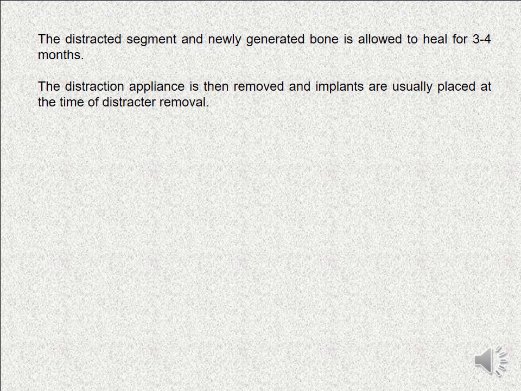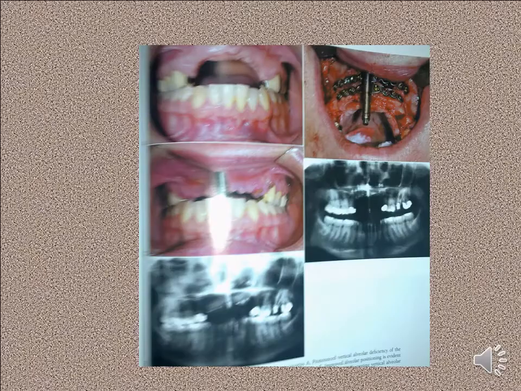The distracted segment and the newly generated bone are allowed to heal for 3 to 4 months. The distraction appliance is then removed, and implants are usually placed at the time of distractor removal. This figure shows the placement of the distraction osteogenesis device to increase the length of the alveolar process.